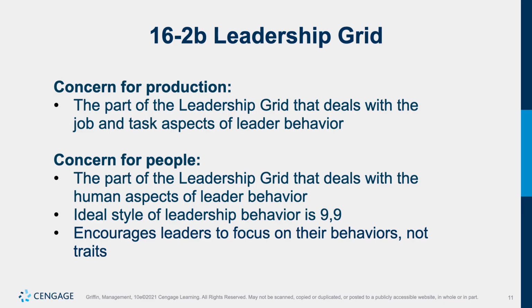Also, there's the 5-5 manager, which is seen as middle of the road management, where managers maintain adequate concern for both people and production. And you have the 9-9 manager, which is seen as team management, where managers exhibit maximum concern for both people and production. According to the leadership grid approach, the ideal style of managerial behavior would be the 9-9 manager. It encourages leaders to focus on their behaviors and not traits.